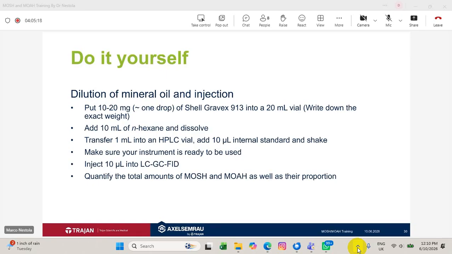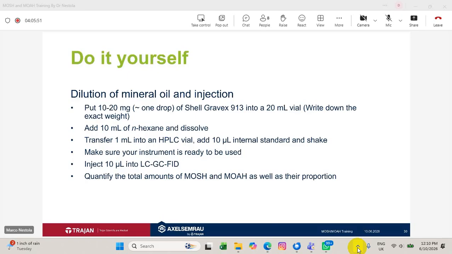I have here a vial where there's pure Gravex inside. So it's a clear liquid. It doesn't have any color, it's highly refined, but it has known amounts of MOSH and MOAH. What I want you to do, and you could do it all by yourself, or you do it in groups, because we only have one instrument, it doesn't make sense to inject 20 times the same.